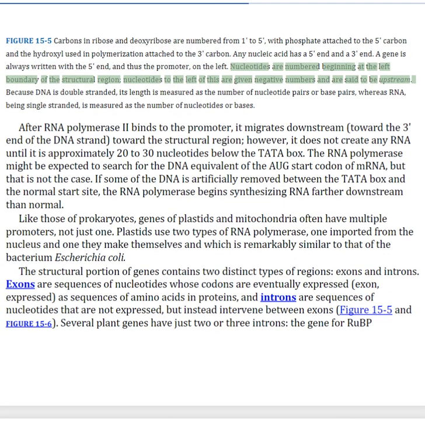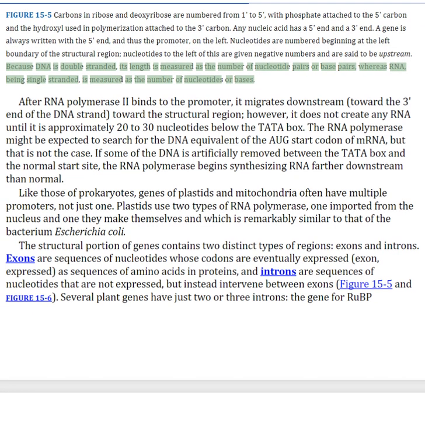Nucleotides are numbered beginning at the left boundary of the structural region. Nucleotides to the left of this are given negative numbers and are said to be upstream. Because DNA is double-stranded, its length is measured as the number of nucleotide pairs or base pairs, whereas RNA, being single-stranded, is measured as the number of nucleotides or bases.